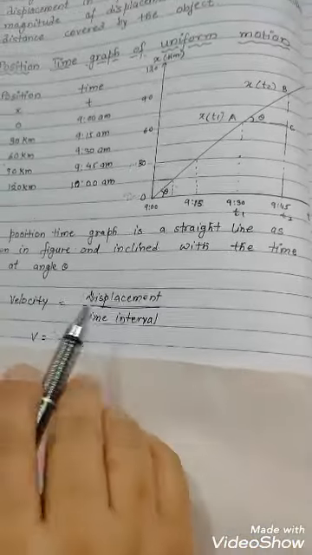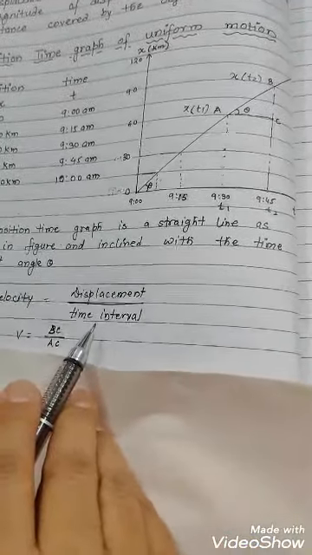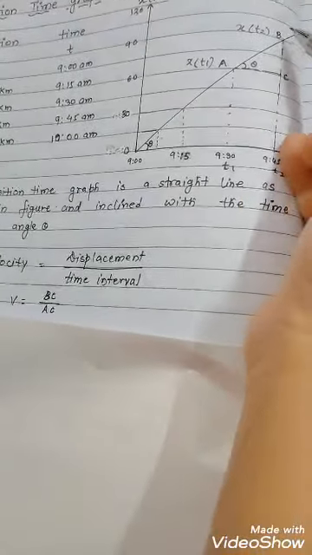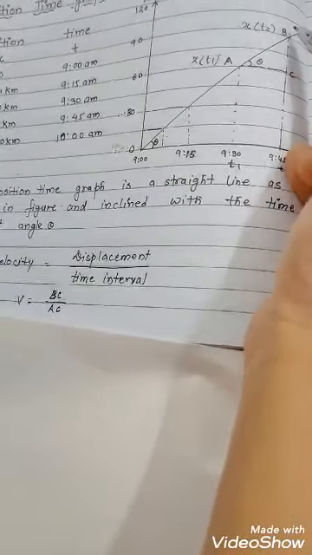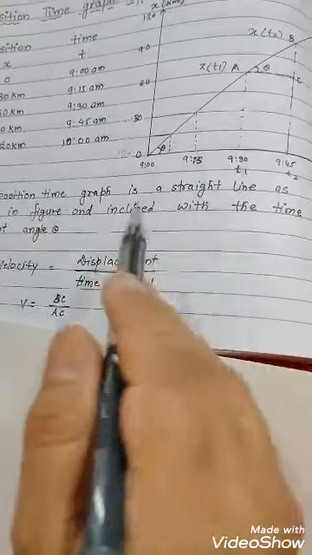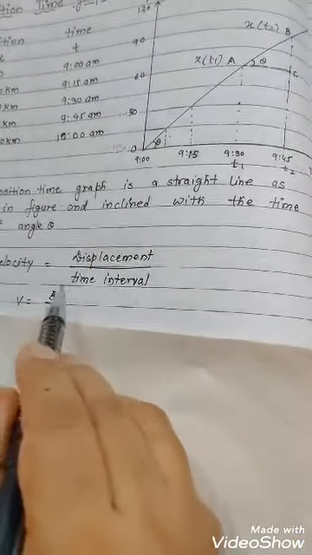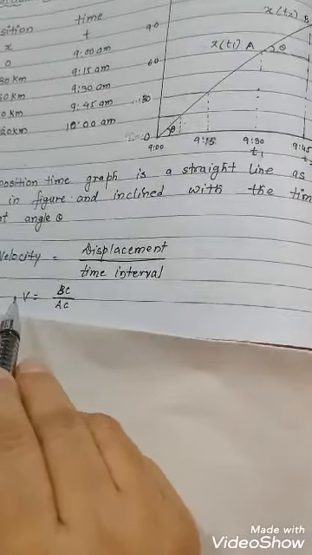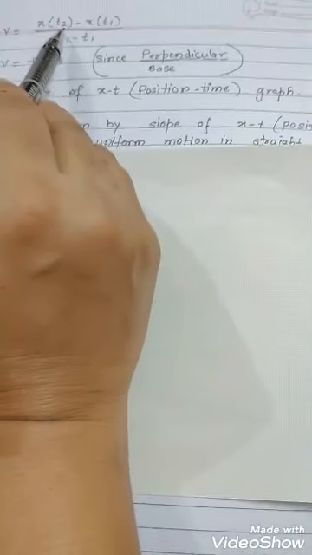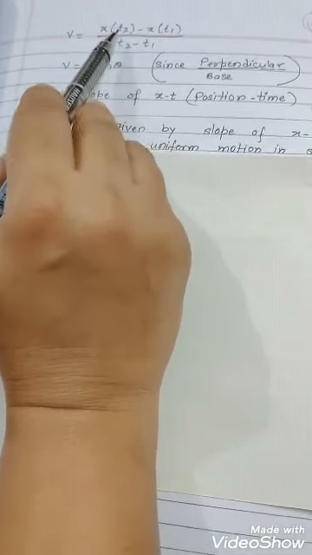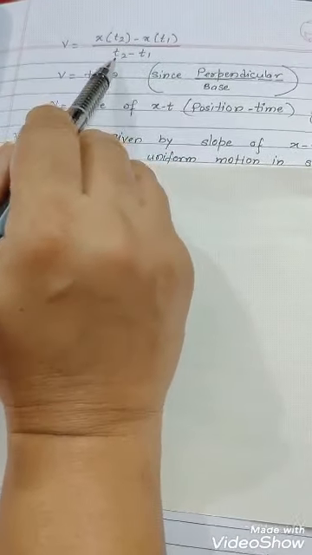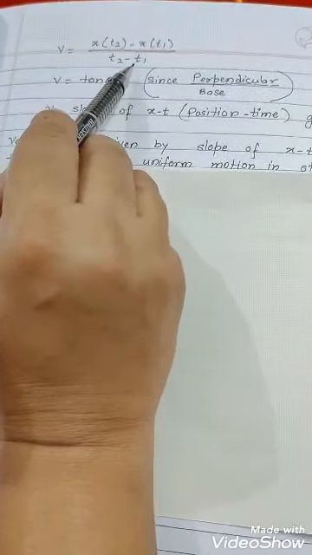So the velocity is equal to displacement upon time interval. The displacement is given by BC. You can see that this is the displacement from A to B. So displacement is given by BC here, and the time interval is AC here. So V is equal to x at t2 minus x at t1, that means final position minus initial position, upon the time interval, that is t2 minus t1.